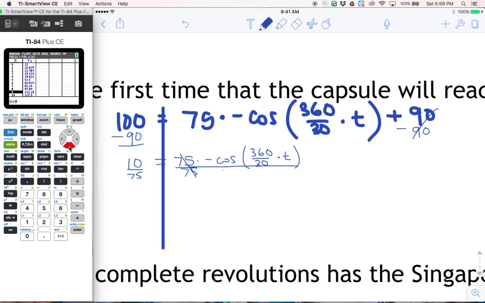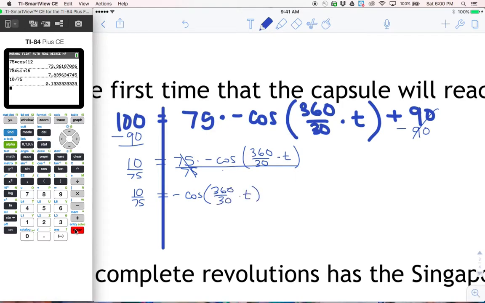And this gives me, let's see, is that a nice decimal that I can just write? 10 divided by 75. No, I'm going to have to leave it as a fraction. So we got 10 over 75 equals negative cosine of 360 over 30 times t. All right, next I'm going to get rid of the negative. And remember, I can just do that by making this side negative and this side positive. All right, so now I'm just dealing with this cosine.